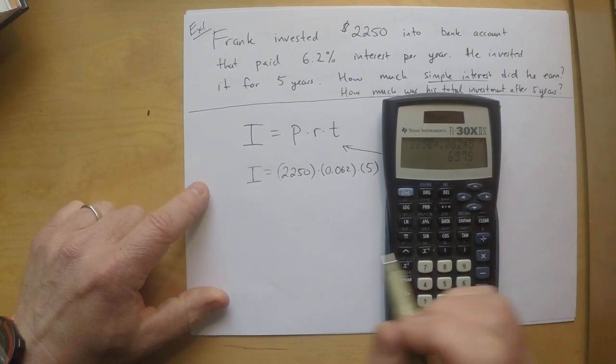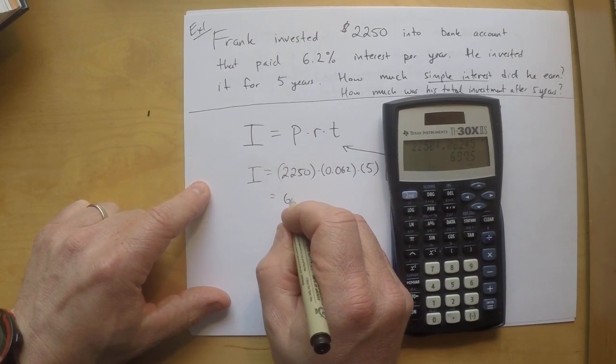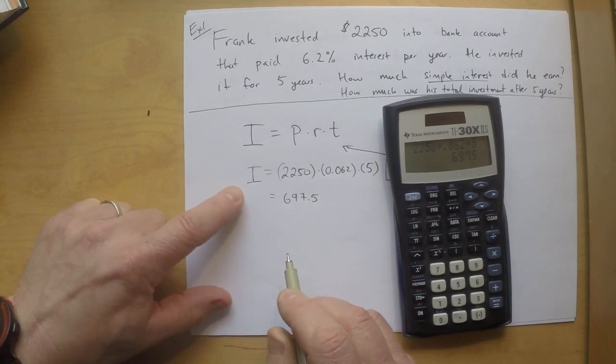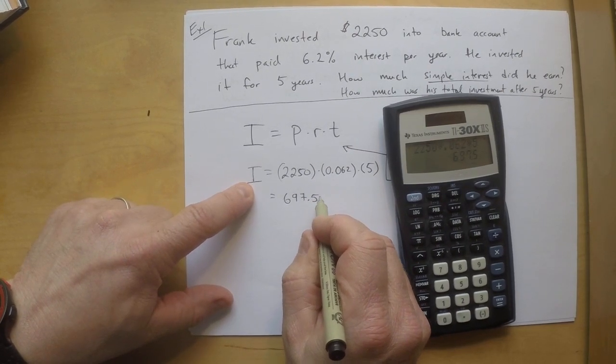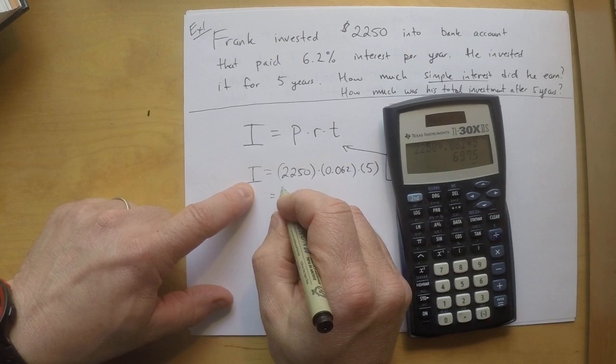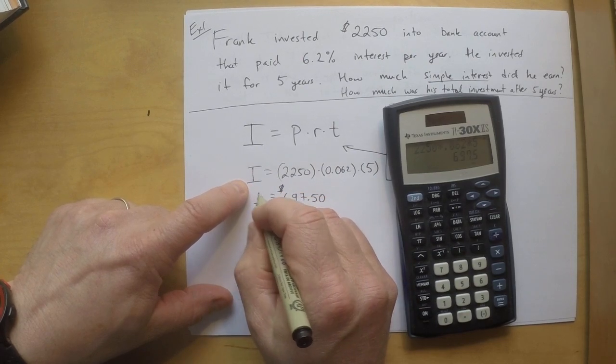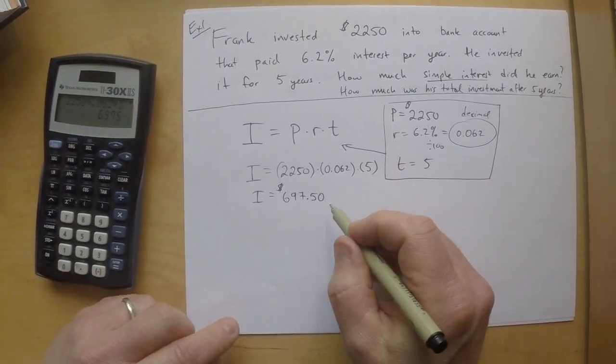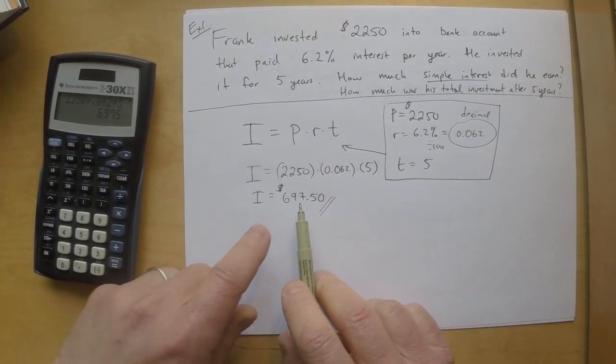And you end up with 697.5. And remember, we're dealing with money here. So this is 0.50, so 50 cents, and that's dollars. And that's the interest. So there's the answer to the first question. And what that means, that's a good thing for Frank.